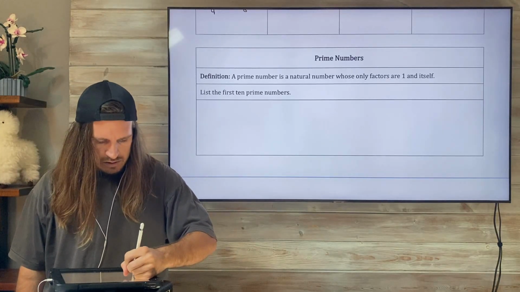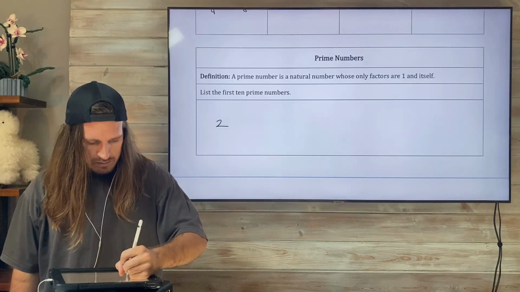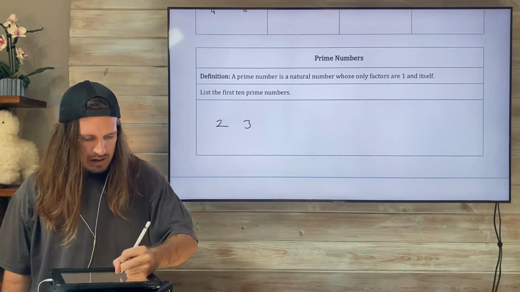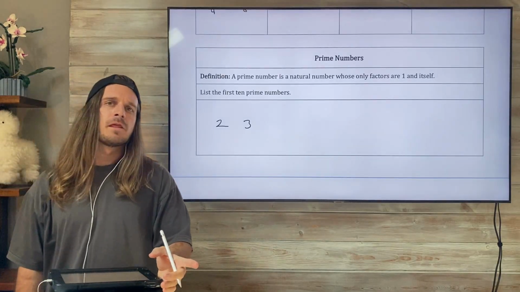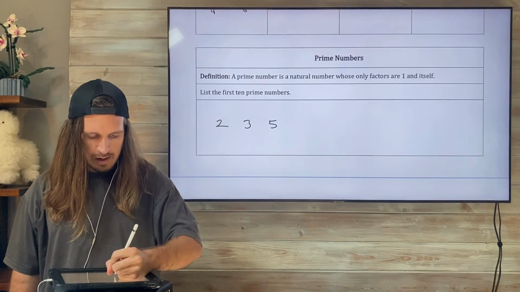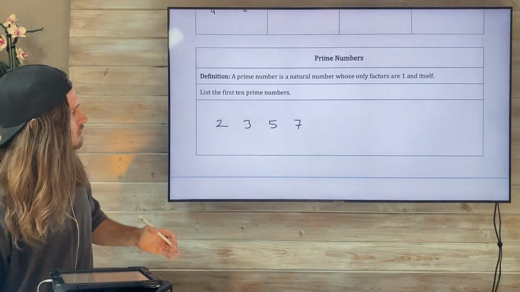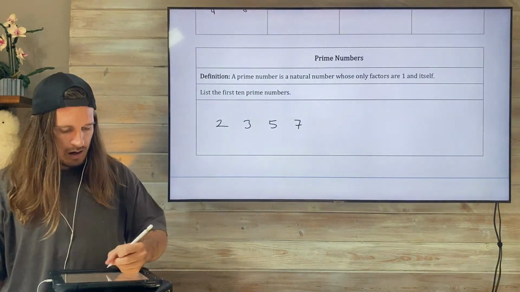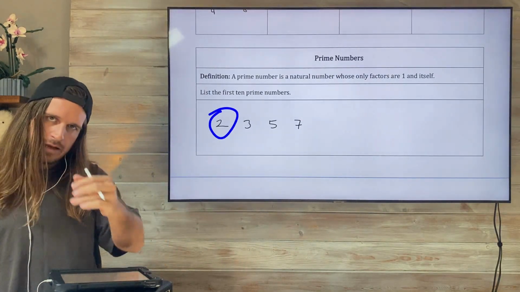First one is 2, and then 3, and then, how about 4? Is 4 a prime number? No, because 4 is divisible by 2. So we're going to skip the 4, and 5 is a prime number, 7. From here on out, all the prime numbers are going to be odd. 2 is the only even prime number.